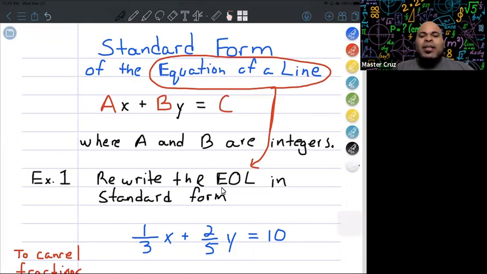Example one, let's rewrite the equation of a line, EOL for short, in standard form. So 1/3 x plus 2/5 y equals 10 is not in standard form because it has fractions. The x and the y are in the correct place, but it has fractions. So how can we cancel the fractions?